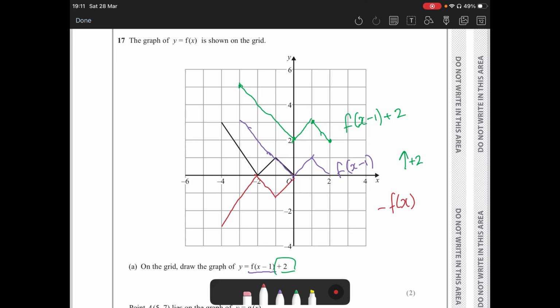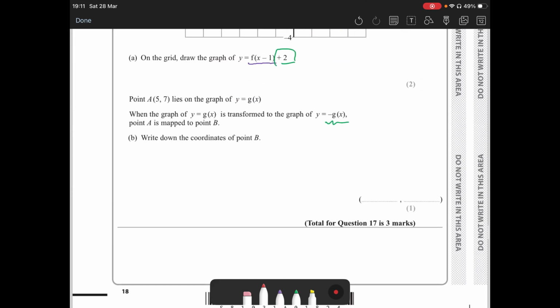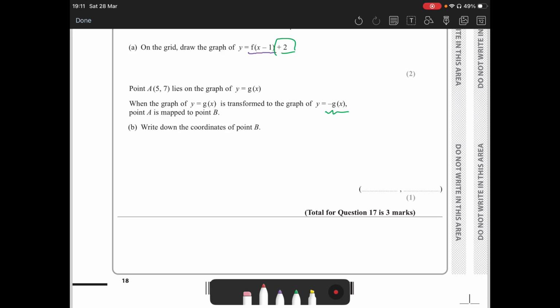All the x-coordinates would remain identical, but all your y-coordinates would be turned into a negative. So 5, 7 would become, well, x remains unaffected, but your y-coordinates all get negated. So 5, -7 would be the correct coordinates.